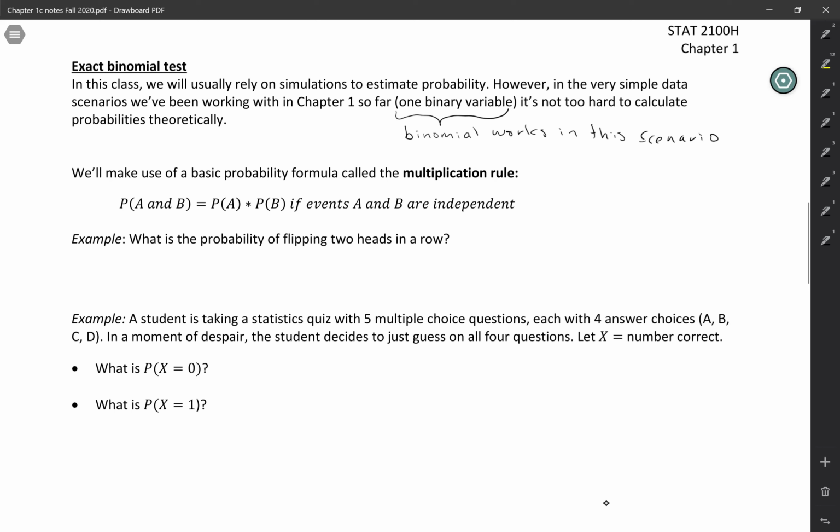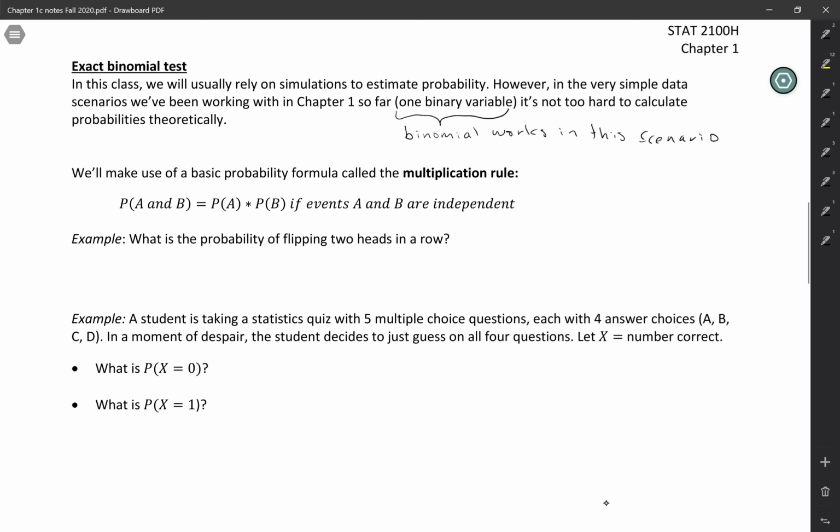Basically the multiplication rule just says that the probability of A and B happening is the same as the probability of A times the probability of B, assuming that events A and B are independent, meaning knowing one of them doesn't help you predict the other, it doesn't affect the other.